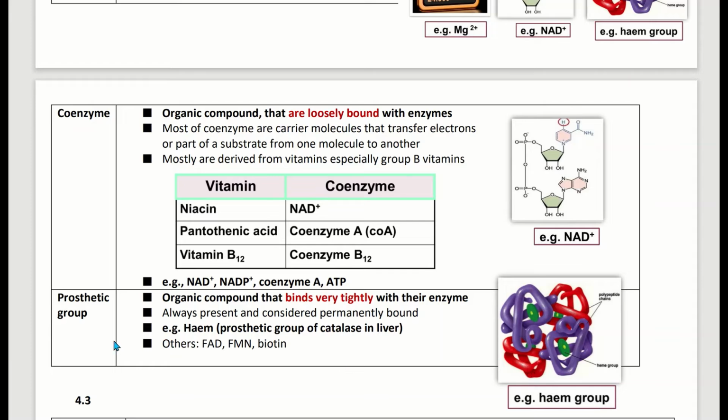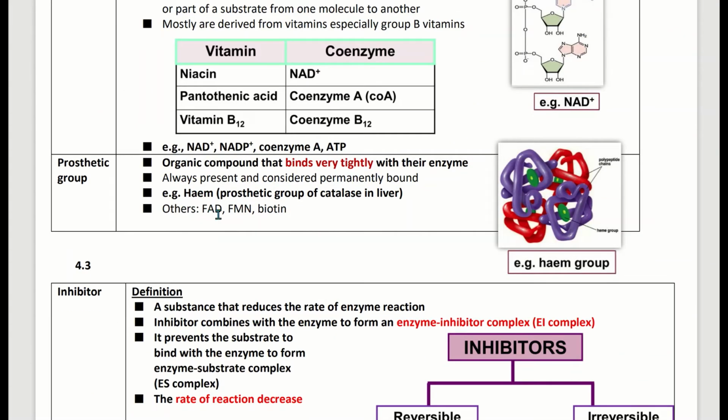Okay. So prosthetic group ni tadi contoh dia heme. Okay, prosthetic group of catalyst in liver. Okay, so ini you nampak lah. Okay. So ini you punya red blood cell kan, hemoglobin you. So hemoglobin tu mesti ada heme group dekat sini. Okay, so dia memang permanently bound to the apa nama tu, the red blood cell. Okay. Okay, so contoh yang lain adalah FAD, FMN dan biotin.